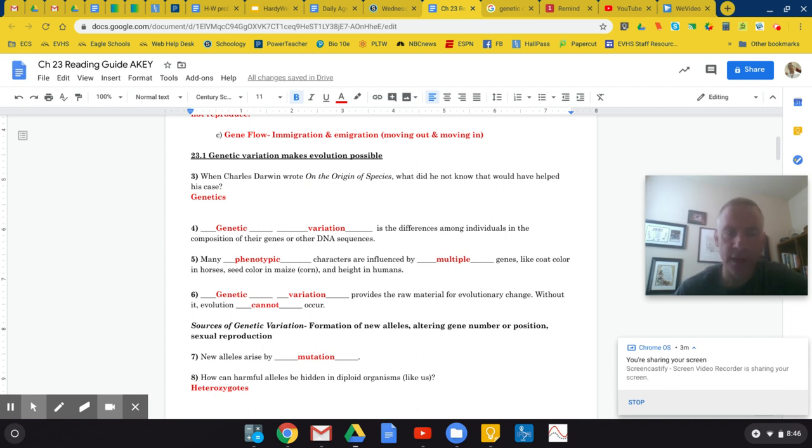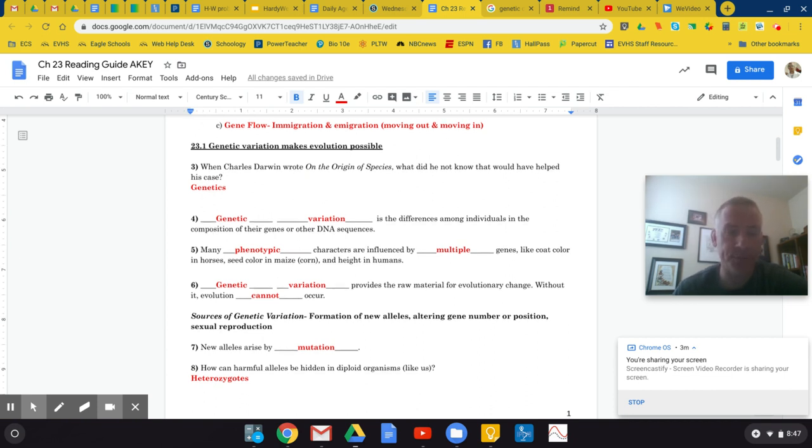Number 4, genetic variation is the differences among individuals in the composition of their genes or other DNA sequences. We talked variation with our opening lab for evolution, and that is that base piece. There has to be genetic variation in a population that will allow for change to happen in that population over time as environmental pressures change.